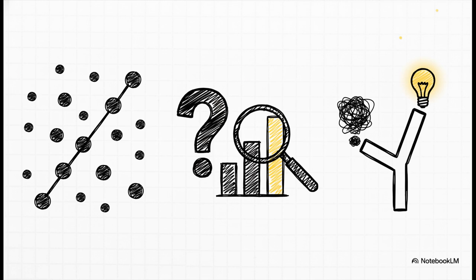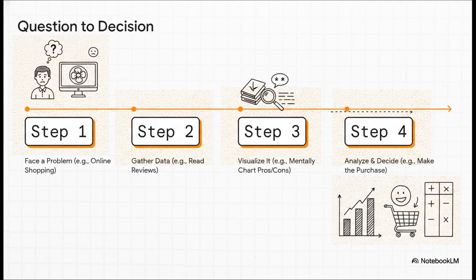So let's just recap that whole journey. It starts with a problem, right? Like choosing that fan. Then you gather data, you read the reviews. Then you visualize it, even if it's just making a pros and cons list in your head. And finally, you analyze that info and you make your decision. Here's the thing, you're already doing this. Now you just have the framework to do it even better.